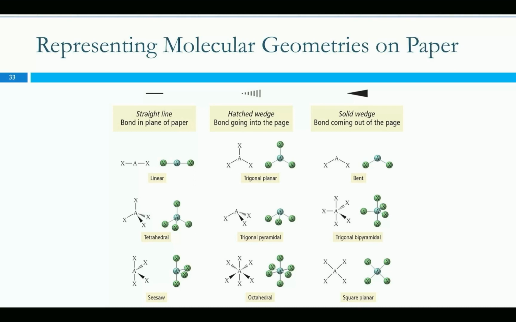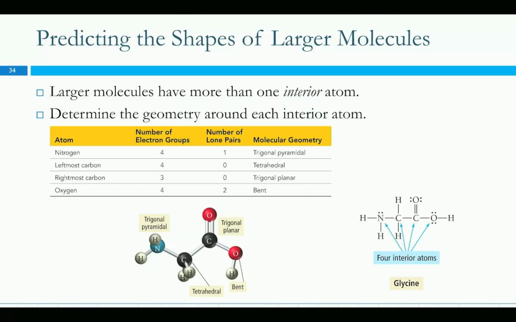So this is what I was actually just showing, that if you're representing it on paper, instead of having to be an artist, all you have to do is draw solid wedges or hatched wedges. And the hatched wedge doesn't need to be as precise. The solid wedge should look like a triangle. But this is how we show something going into the page or coming out of the page while still drawing it in a 2-dimensional form. So for larger molecules, you determine the shape around each of the interior atoms, and then the combination of those is what makes the shape of the whole molecule.